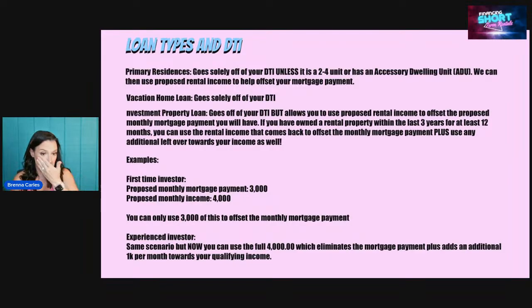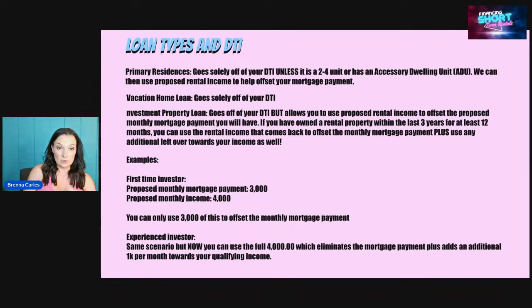Let's say you're a first-time investor. We're using proposed rental income to help offset that mortgage. So proposed mortgage payment is $3,000. The proposed rental income comes back at $4,000. Well, you're only a first-time investor. You don't have a previous 12-month history within the last 3 years. You are only going to be able to use $3,000 of that to offset the monthly mortgage payment.